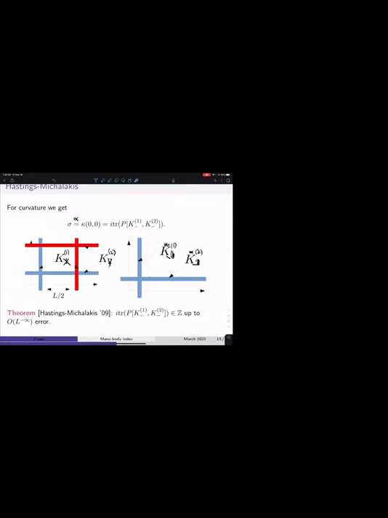I am stressing this just because I think that was the original question that Victor approached me with: what is a local expression for Hall conductance. And as far as I know, Hastings and Michalakis were the first to give a local expression for Hall conductance as a commutator of these two quasi-adiabatic generators. And then they also proved that this trace is indeed an integer up to errors that decay in how big the torus is, exactly by proving that the curvature is constant. Okay, so that was the work of Hastings and Michalakis.